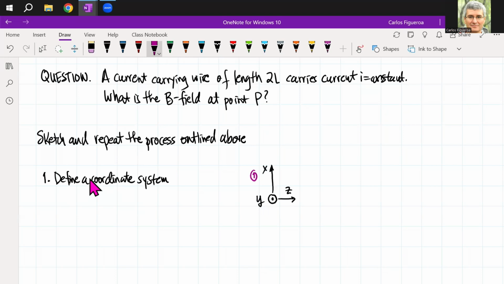Now that I have that, now I need my wire. So I have my coordinate system, and then I'm imagining that I have this wire here.